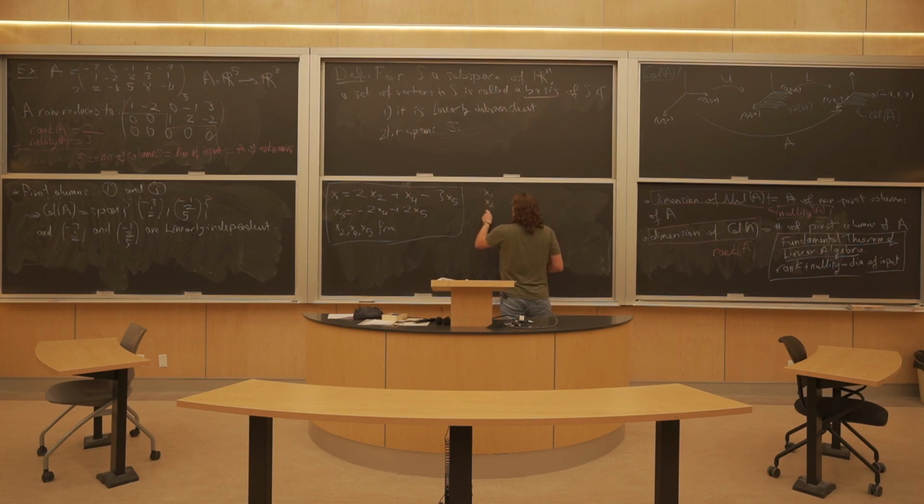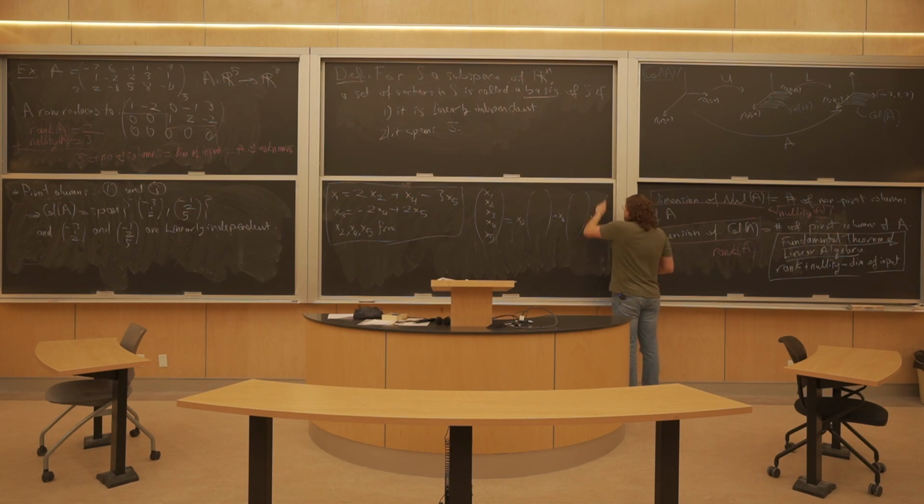So x1, x2, x3, x4, x5 is really x2 times a vector plus x4 times a vector plus x5 times a vector. And then you read out these entries. This is just this: 2, 1, minus 3. x2 is just x2, 0, 0. x3 is 0 here, minus 2 here, 2 here. x4 is 0, 1, 0. x5 is 0, 0, 1.